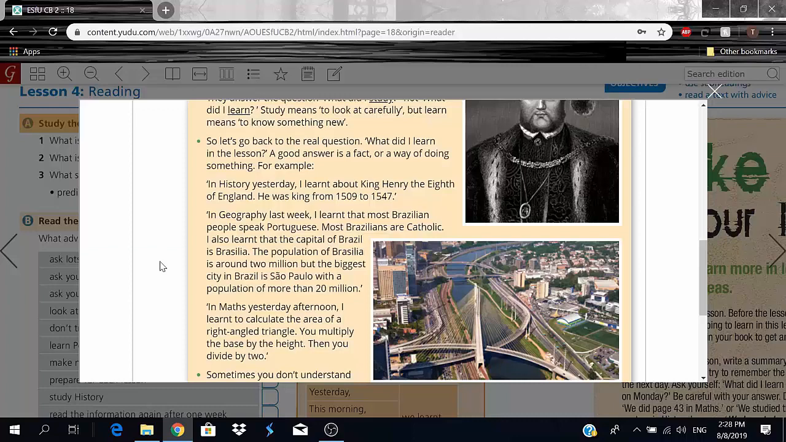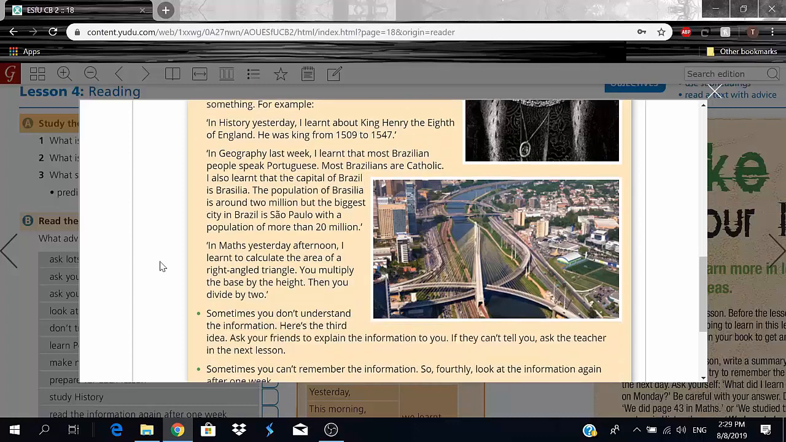In geography last week, I learned that most Brazilian people speak Portuguese. Most Brazilians are Catholic. I also learned that the capital of Brazil is Brasilia. The population of Brasilia is around 2 million, but the biggest city in Brazil is Sao Paulo, with a population of more than 20 million. In math yesterday afternoon, I learned to calculate the area of a right-angled triangle.